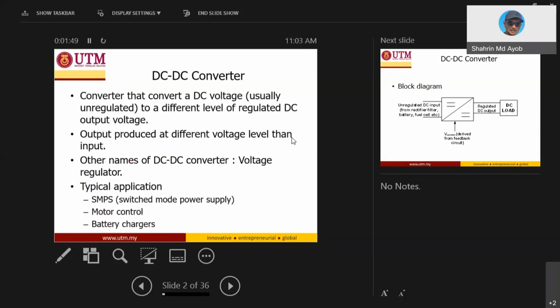What it actually does is convert an unregulated DC voltage into a regulated DC voltage. For example, your load requires 5 volts, but your input is 10 volts. So how can you regulate? You step down to 5 volts or so on. That is what we call regulation. So a DC converter regulates the DC voltage to suit the load.